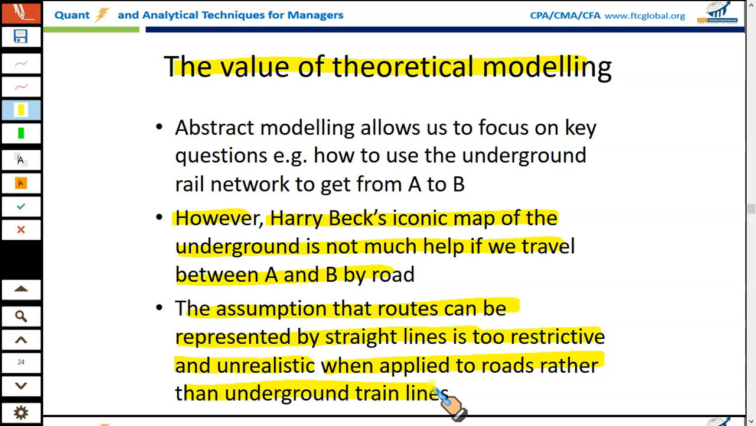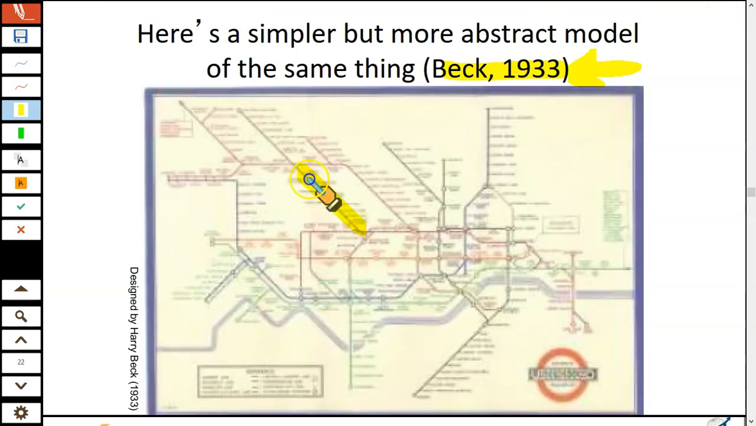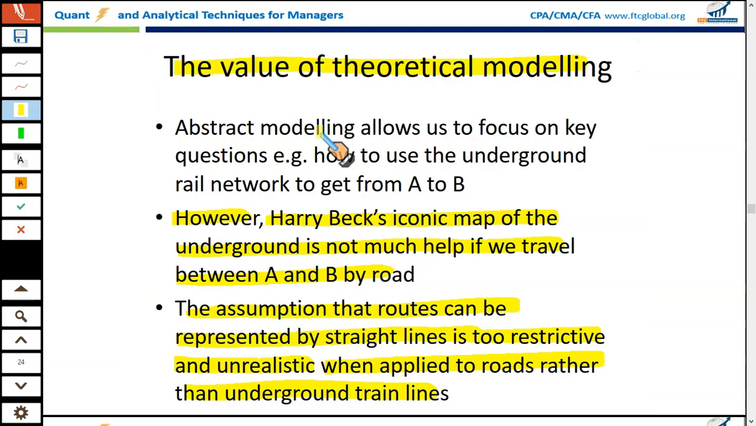Yes, Beck's map uses straight lines for clarity and simplicity. This approach doesn't work well for road maps, where the real paths and real distances matter, and they matter more than just connectivity by simply using these straight lines. So these three points highlight how theoretical models are useful for specific purposes, but may not be suitable for all situations due to their simplified nature.